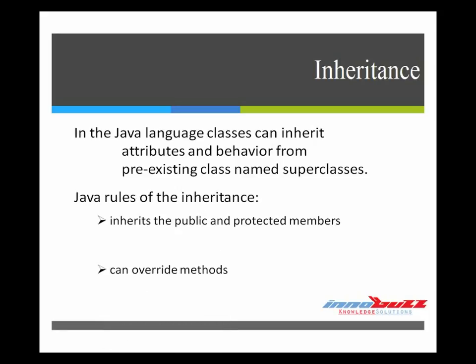Override. When you write a new instance of a method in the derived class that has the same signature, so the method name, the parameters and the return type, as the one in the base class.